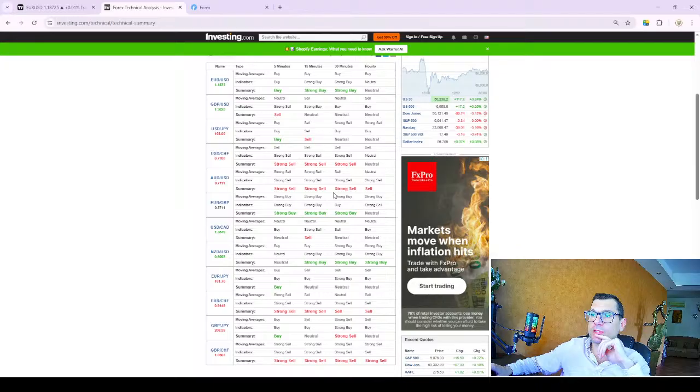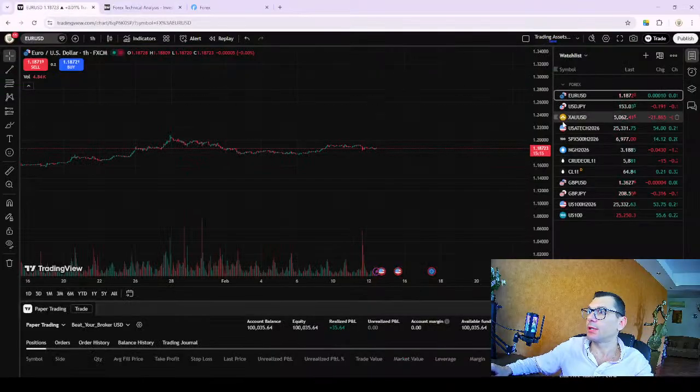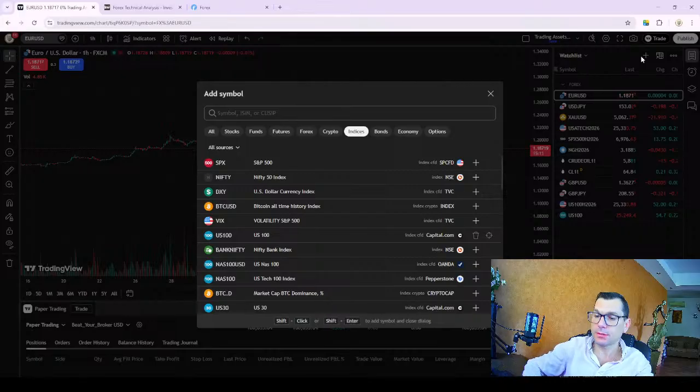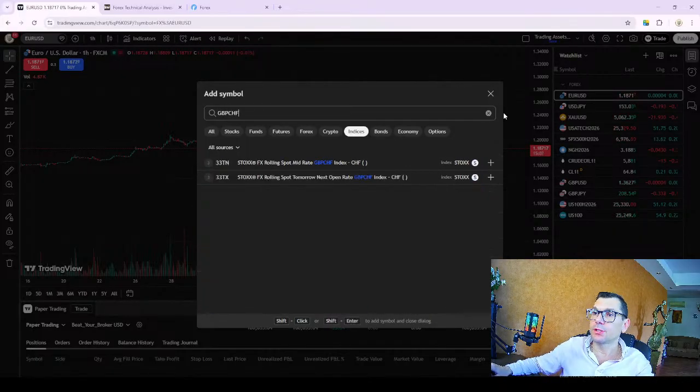So when you see strong sell and neutral, you don't trade that, because that's pretty much mixed. But let's say here, GBP CHF says a strong sell recommendation. Let's go and check that. GBP CHF, we're going to add it here, in Forex.